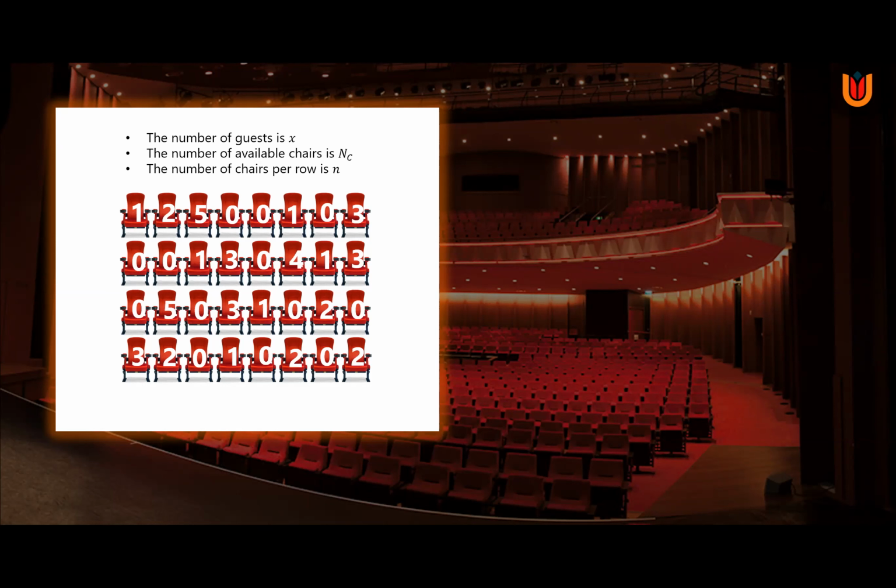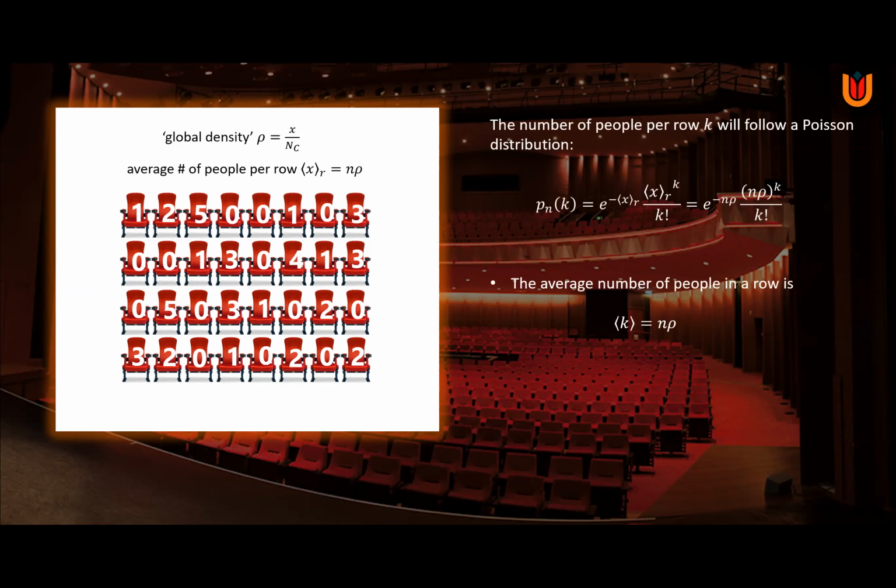But the statistics of this problem is fun because you can calculate what the average number of people per row is going to be. We'll follow a Poisson distribution. For this Poisson distribution, you can also calculate the variance, the fluctuation of the number of people per row, and that is the same as the mean number. So if you keep adding people into the room, then the mean and the variance will change at the same rate.